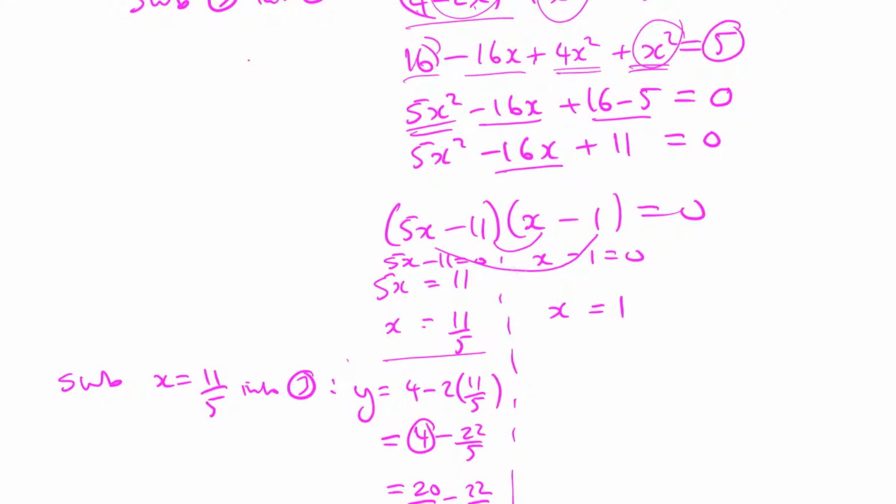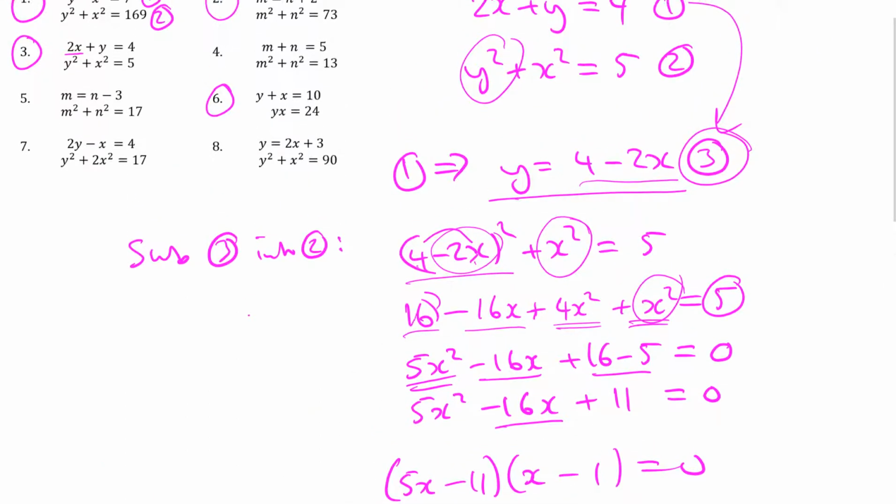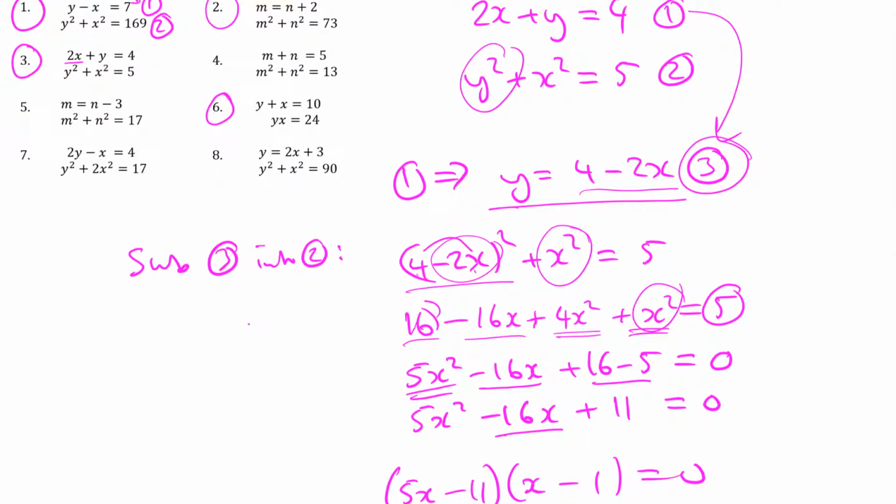Are you there? Yeah, I'm just confused because it's like y equals, you know, the start of it. Yeah, y equals 4 minus 2x. I thought that y equals 5 over 11, and then we find x.